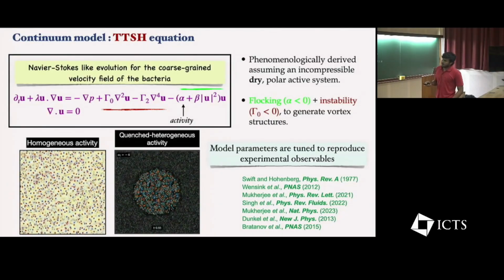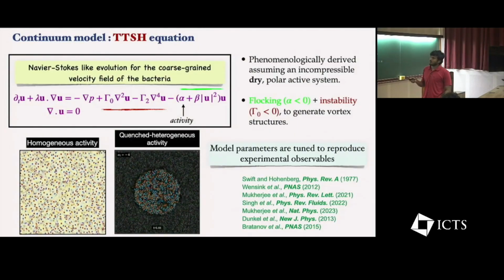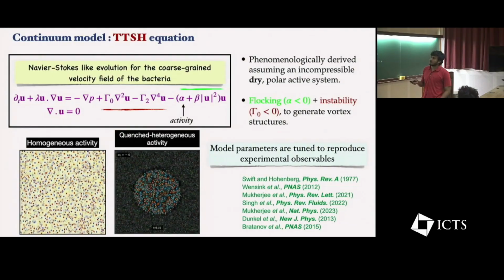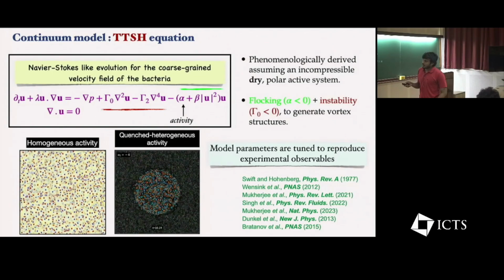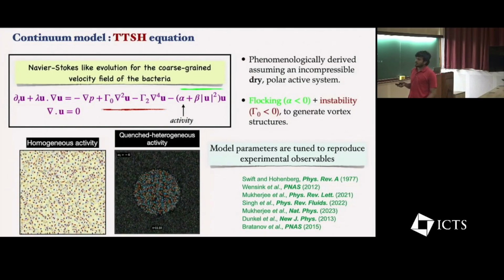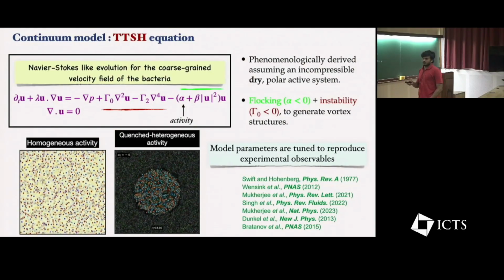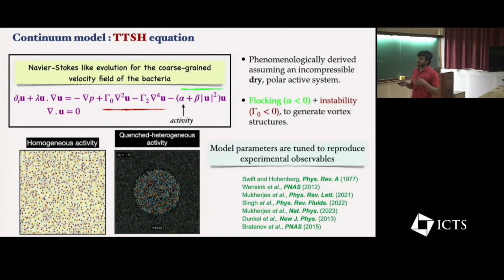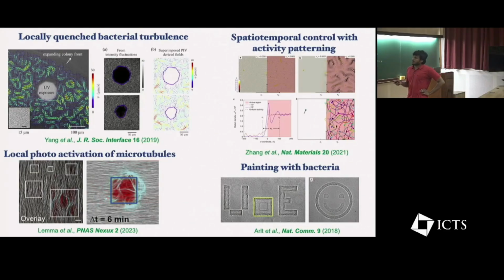Here you see two videos. In one case, you have this alpha, this activity, which is the essence of this talk. Here you have uniform activity, and here you have coincident heterogeneous activity, but both are constant in time. You see these vortex structures, which look deceptively similar to the experimental observations. And here are some works on this heterogeneity, some experimental, some numerical.